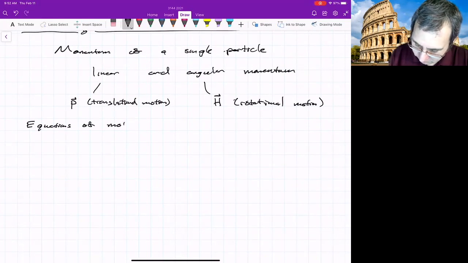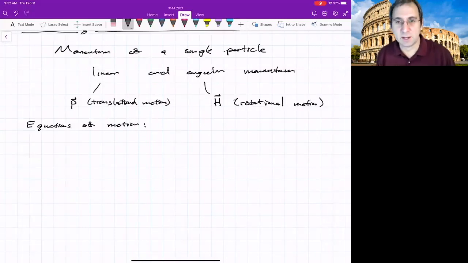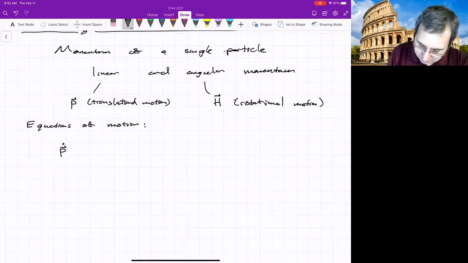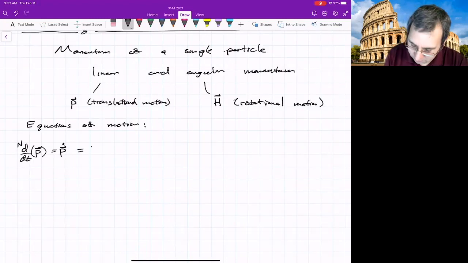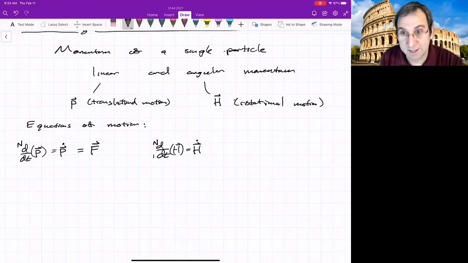The equations of motion can be written in terms of how these things that we call linear and angular momentum, how these vectors change. So p dot, which means the derivative with respect to time in an inertial frame, equals the total force. And for the rotational motion, H dot, by which we mean derivative with respect to time and with respect to an inertial frame, will be equal to something we haven't yet talked about, the total moment.